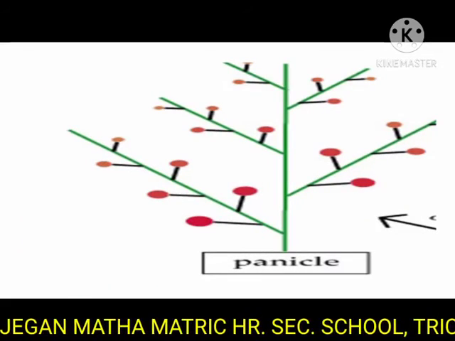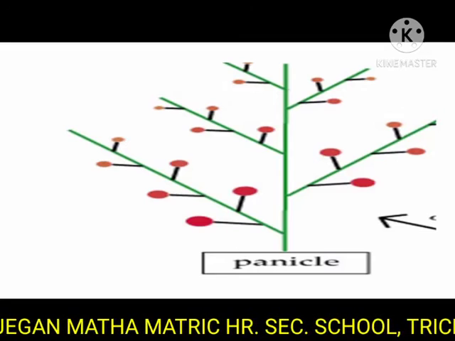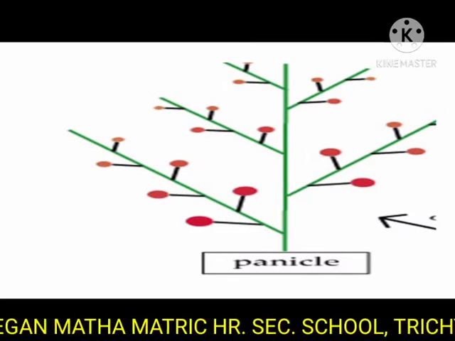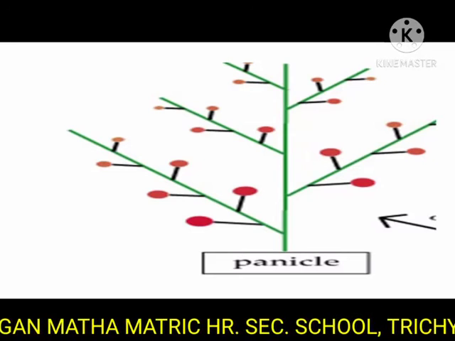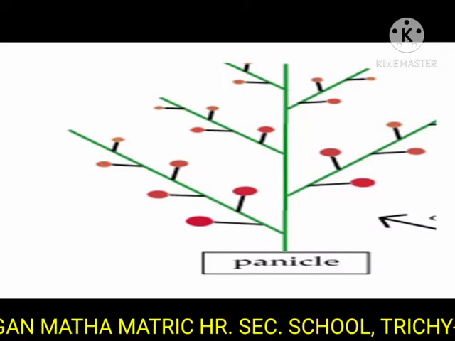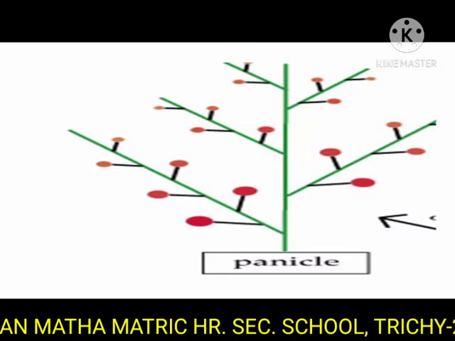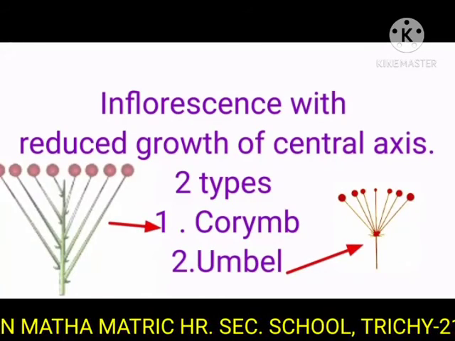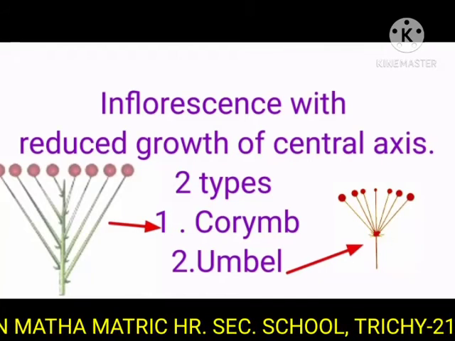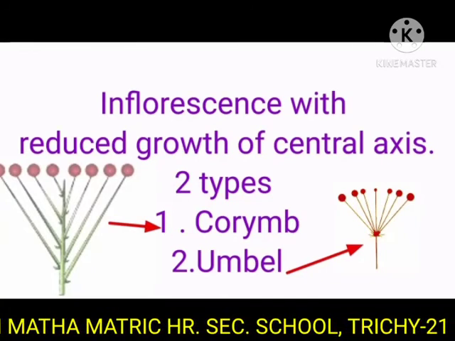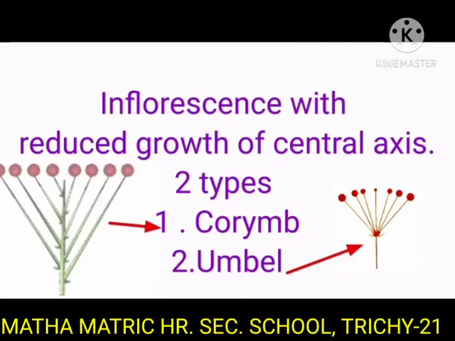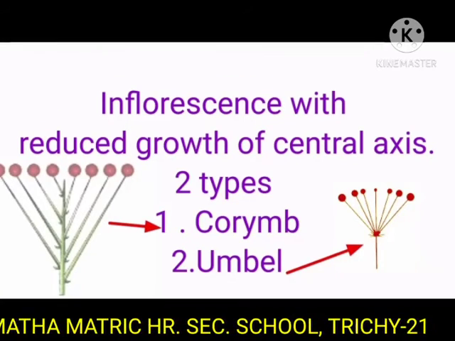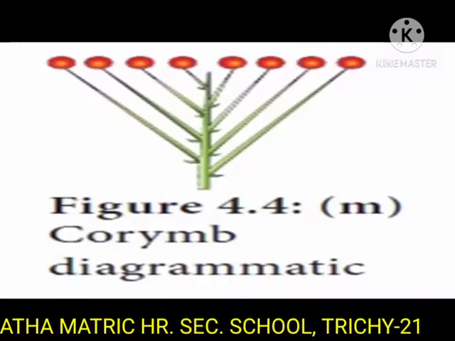Panicle. A branched raceme is called panicle. Example, Mangifera. It is also called compound raceme or raceme of racemes. Main axis shortened. Inflorescence with reduced growth of central axis. There are two types, namely corymb and umbel.